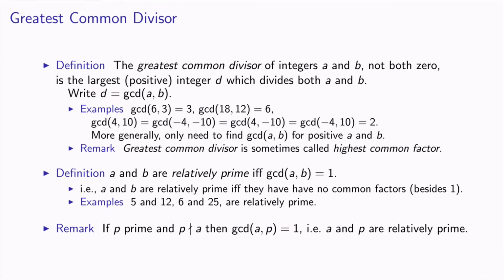And finally, if you have a prime p, another number a, and p does not divide a, then the greatest common divisor of a and p must be 1. In other words, a and p are relatively prime. That's clear, because what could divide both a and p? Well, the only number which divides p, apart from 1, is p itself. And on the other hand, p does not divide a, therefore the greatest common divisor is 1.